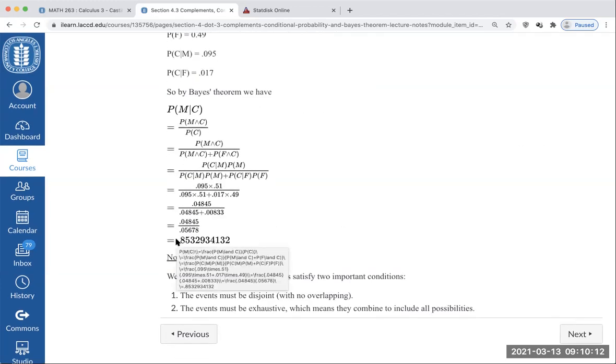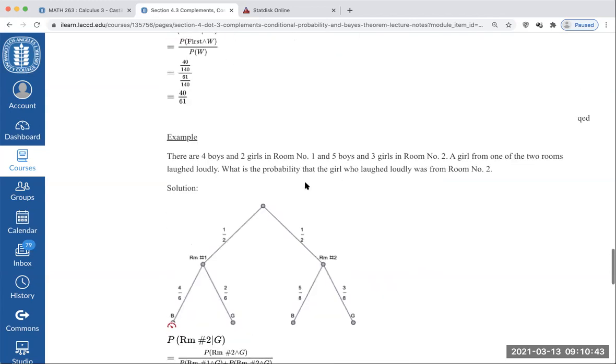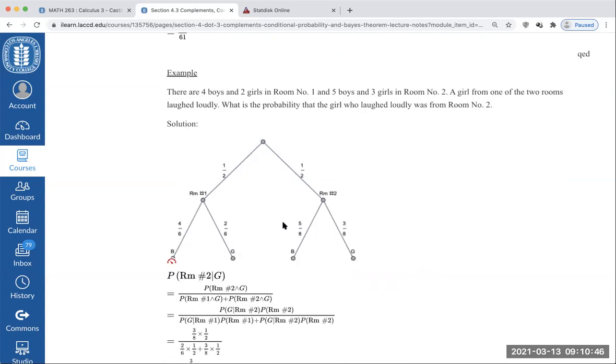So this additional information changed your probability. Note that these events must be disjoint, so there's no overlapping, and they have to be exhaustive. So when you're doing your tree diagram, they have to include all the possibilities. And if you look here, these probabilities should always add up to 1.